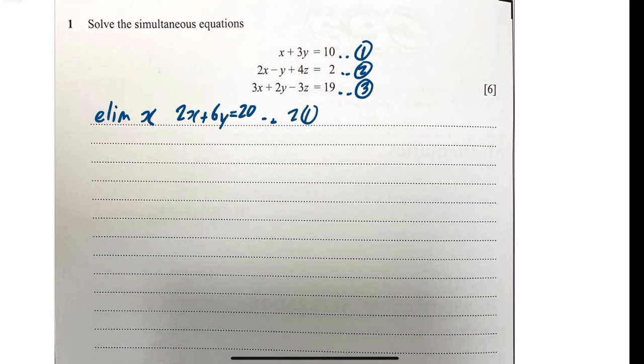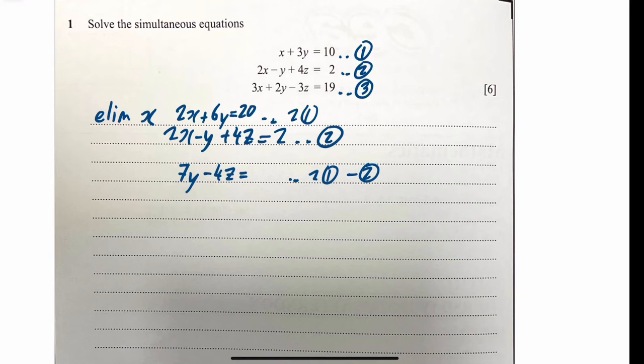And then underneath it, I'm going to write down my second equation, which is 2x minus y plus 4z is equal to 2. That was my equation 2. If I subtract those, I will get rid of the x terms. So I'm doing 2 times equation 1 minus equation 2. 2x minus 2x disappears. 6y minus y is 5y... sorry, 6y plus y, which is 7y. Then nothing minus 4z is minus 4z. And that equals 20 minus 2, which is 18. So that is how I got that: 2 times equation 1 minus equation 2. We're going to call it equation 4.